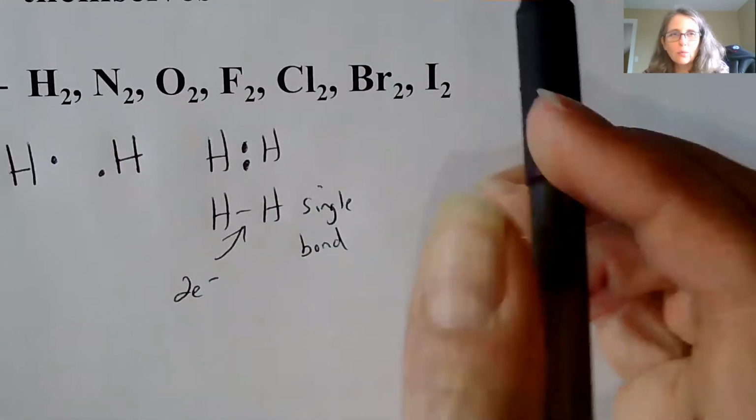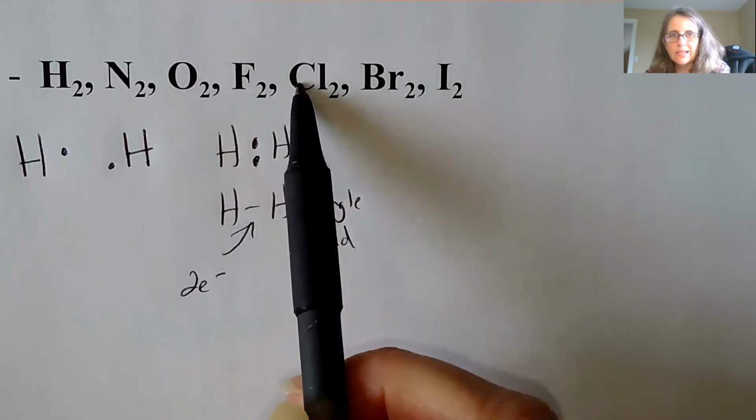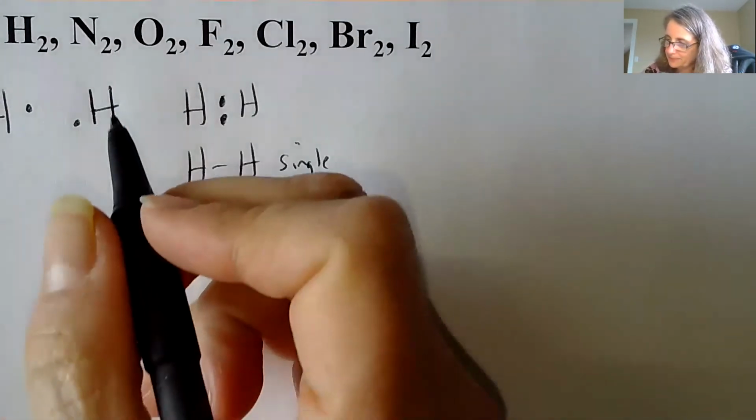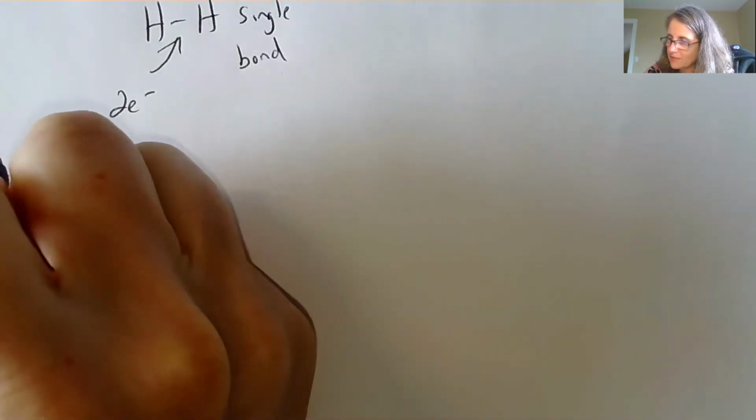Much more complicated ones are going to be the other ones. So let's look at chlorine, for instance. And remember, chlorine has 7 valence electrons.